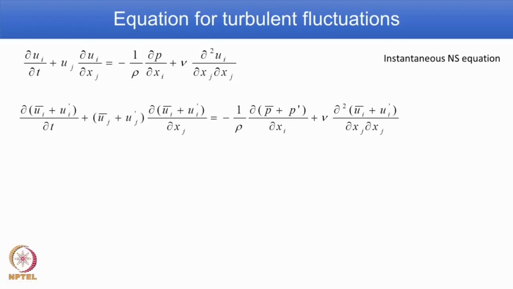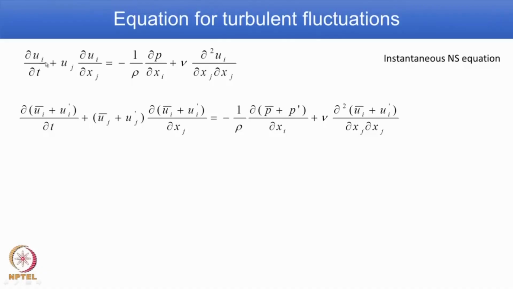Now, we apply the decomposition. Decomposition is u, for example, can be decomposed into u bar plus u prime, where u is an instantaneous quantity, u bar is a mean and u prime is a fluctuation. So, you substitute the decomposition for each variable in this term. So, first term for example, dou by dou t and ui is written as ui bar plus ui prime. Similarly, uj and ui and pressure and other terms. So, each term is written with a decomposition for the respective variable.